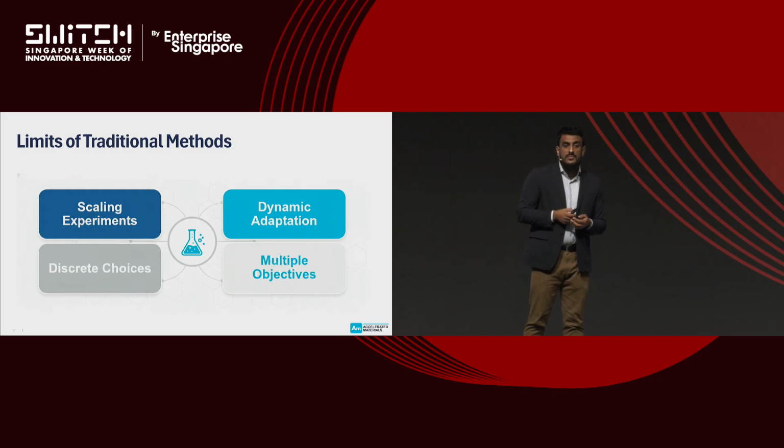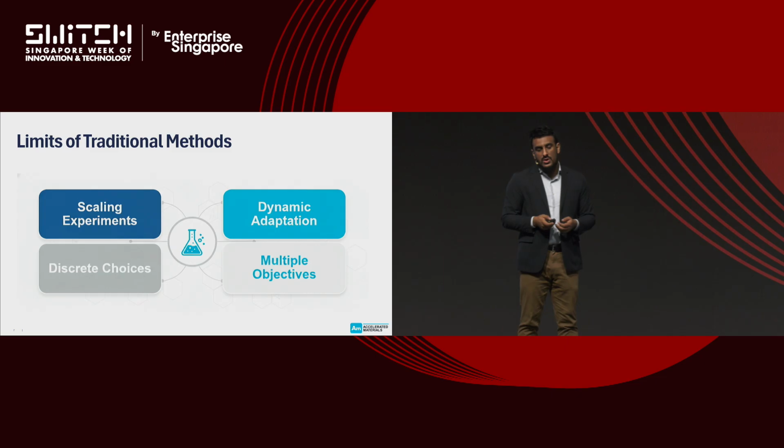Dynamic adaptation. So a lot of these optimization processes can be quite static, where you're given a grid of experiments to do at the start, you go through that entire grid of experiments, but you're not really making use of the data that you've got in the past. And I've already spoken about multiple objectives.